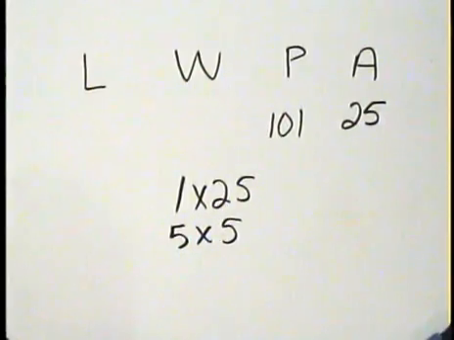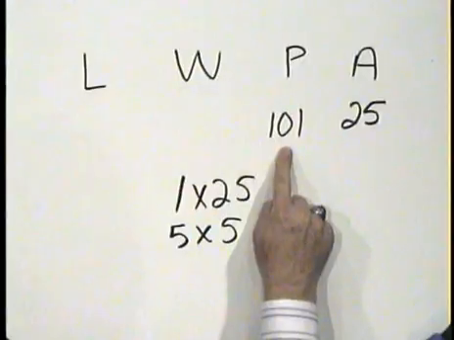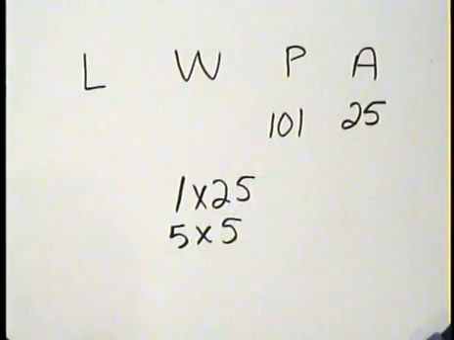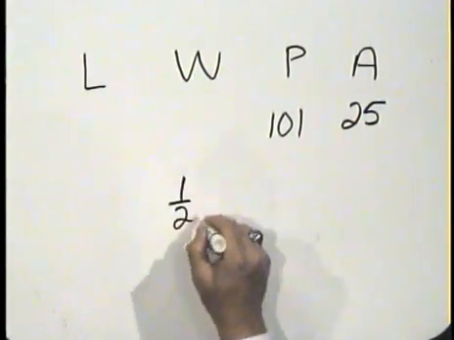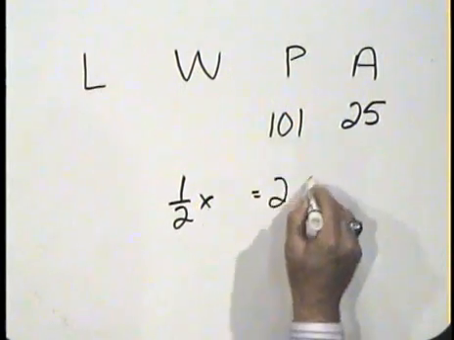Notice also that this is an odd number. How can we add 2 numbers or multiply by 2 and get an odd number? We have to have a fraction. Aha! That's the hint. We need a fraction. So let's try a half. A half times what equals 25?